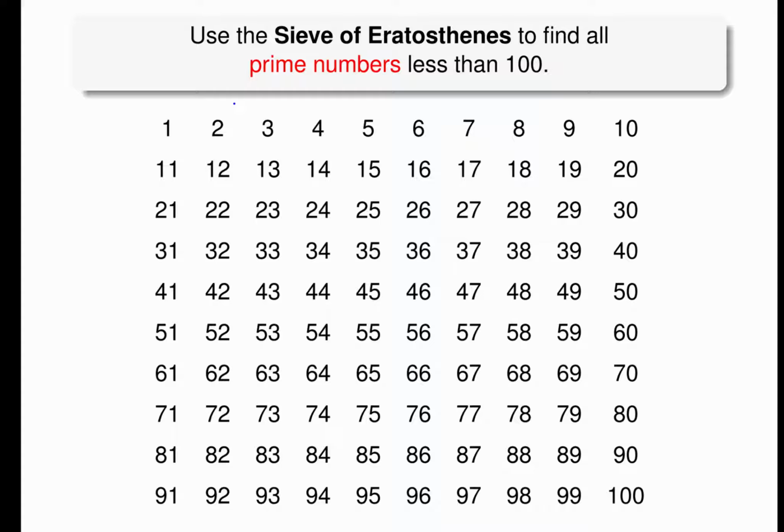Okay, firstly, the number 1 by convention is not prime, so we cross it out. The next number 2 is prime, because it's divisible by itself and 1 only. So let's circle it.